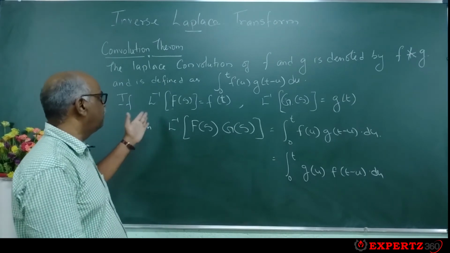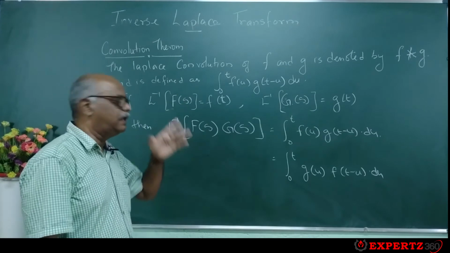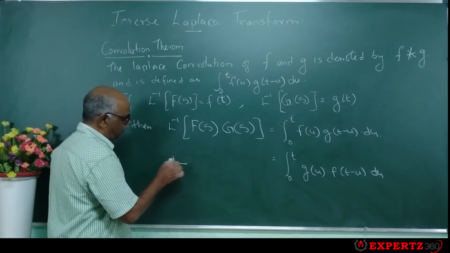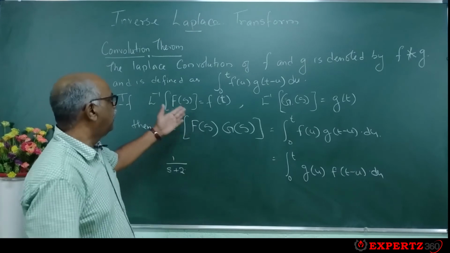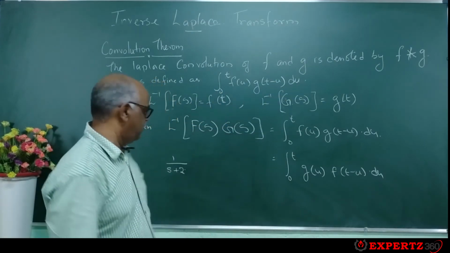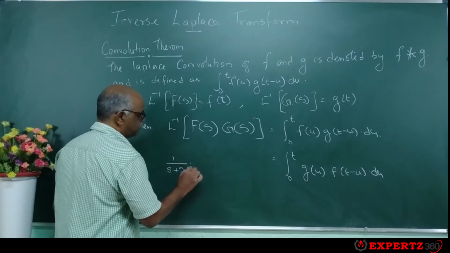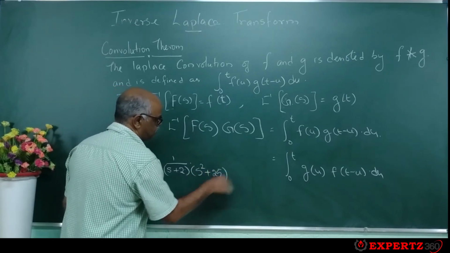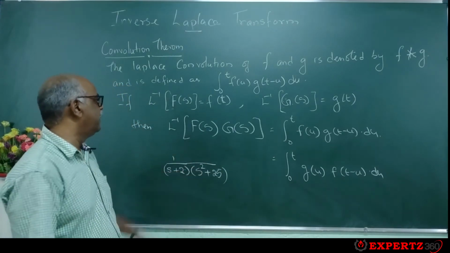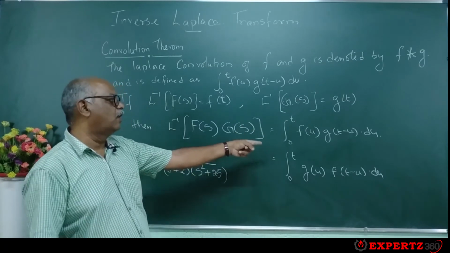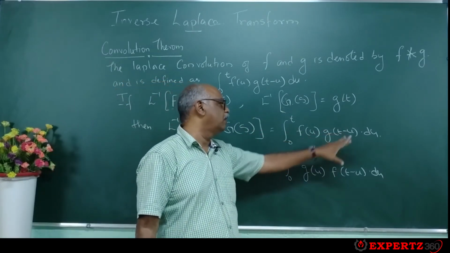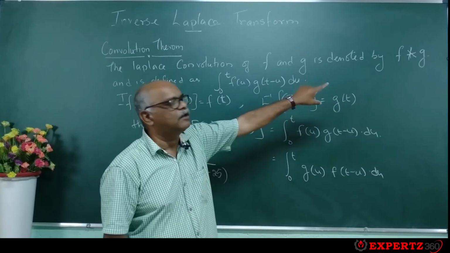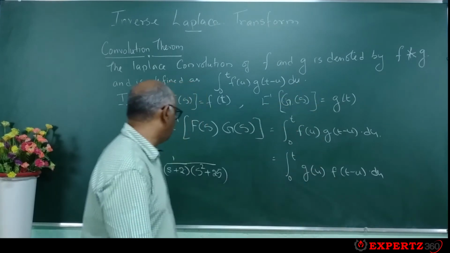If Laplace inverse of capital F of s is equal to f of t, suppose I take F of s as 1 divided by s plus 2, and Laplace inverse of G of s is equal to g of t, this is 1 divided by s square. Then Laplace inverse of F of s into G of s is equal to integral 0 to t f of u g of t minus u du, or that is also equal to integral 0 to t g of u f of t minus u du, which means that f star g is equal to g star f.